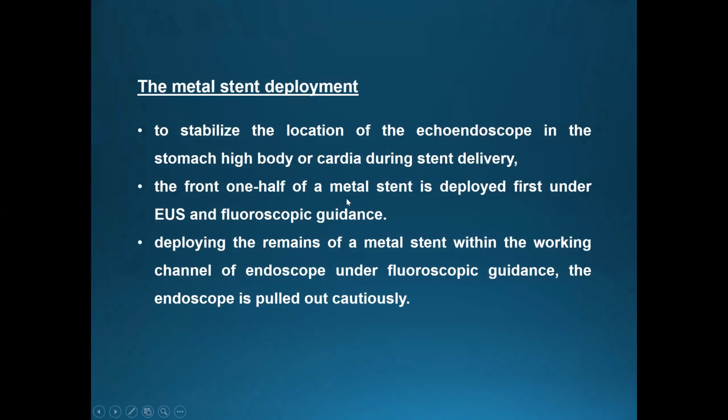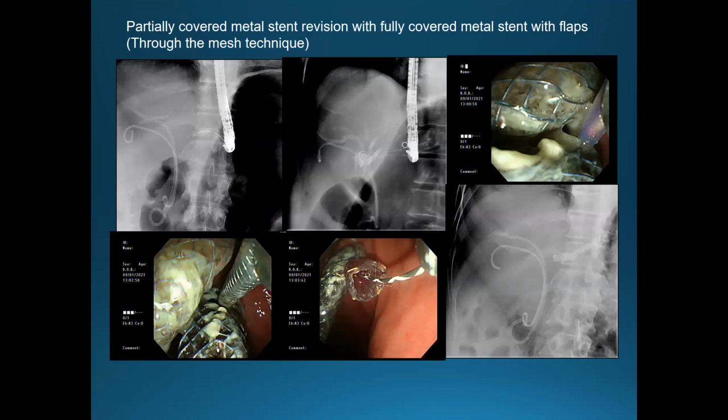For the metastent deployment, the most important thing is that half of the metastent is deployed first under EUS and fluoroscopic guidance. The remainder was performed with the intra-channel release technique. But the problem is a partially covered metastent. Sometimes the tumor is ingrowing in the uncovered portion. At that time, we used the through-the-mesh technique.